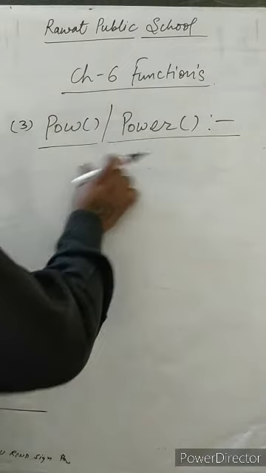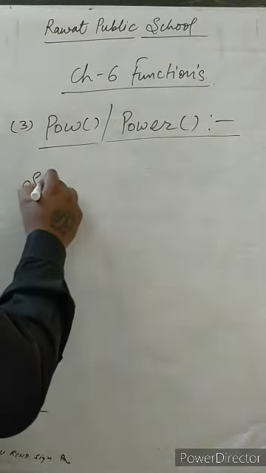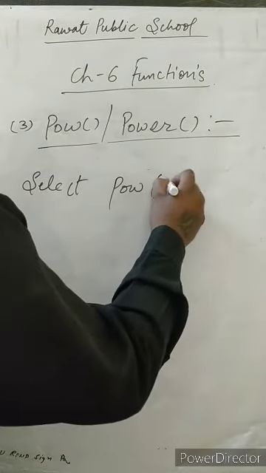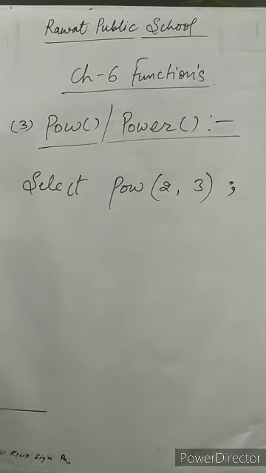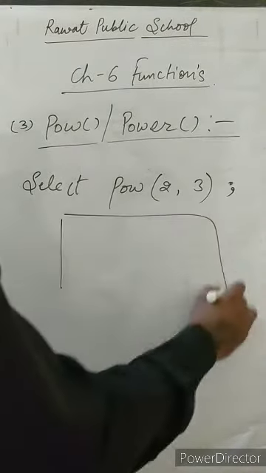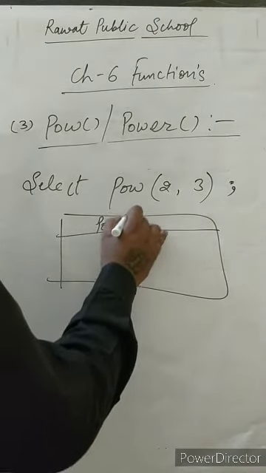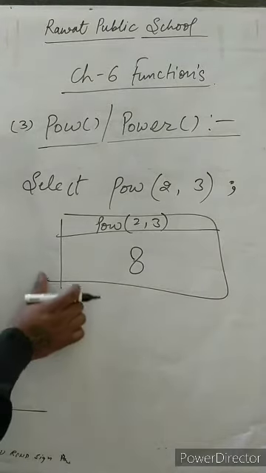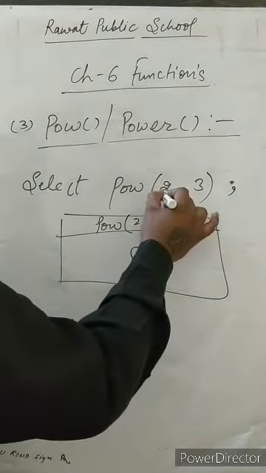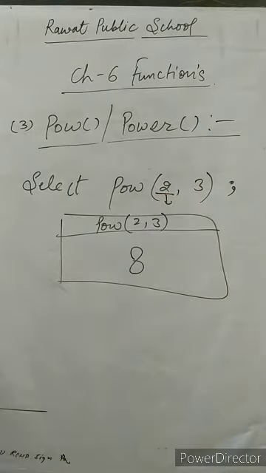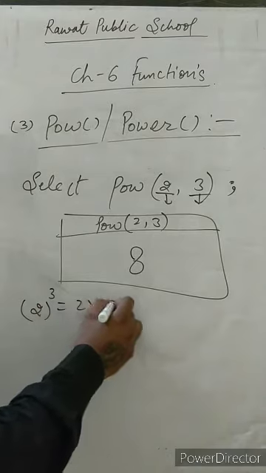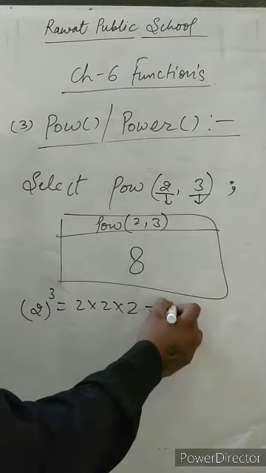Okay, so how it is interpreted, first just see this. If I am writing select power of 2, 3, so the output will be, students, power of 2, 3 as 8. How will this 8 occur? Here students, the first parameter value is the base and the second parameter value is the exponent. So base is 2, exponent is 3. So how is it interpreted now? As you all know, 2 into 2 into 2 gives you 8.